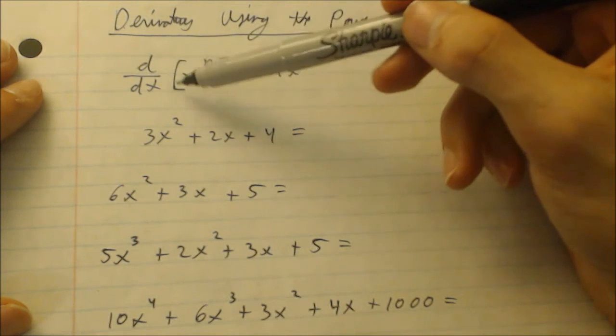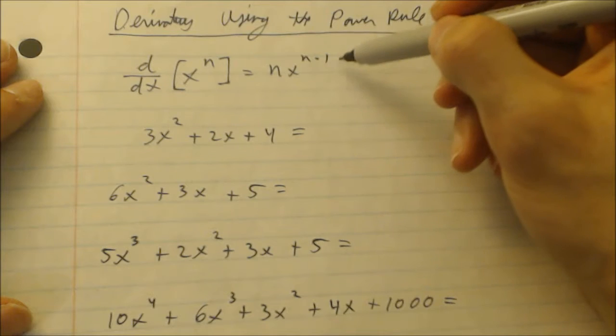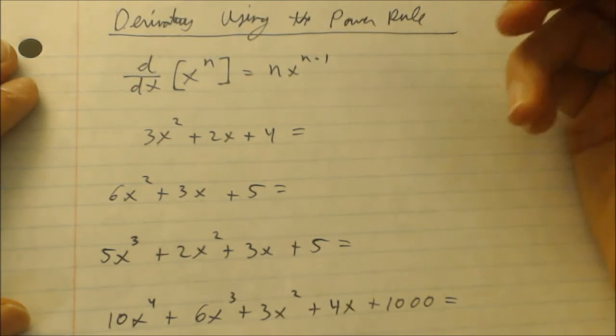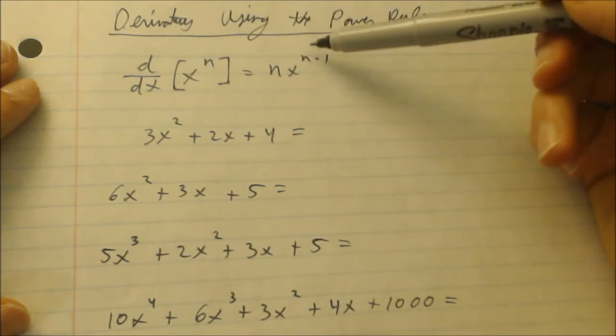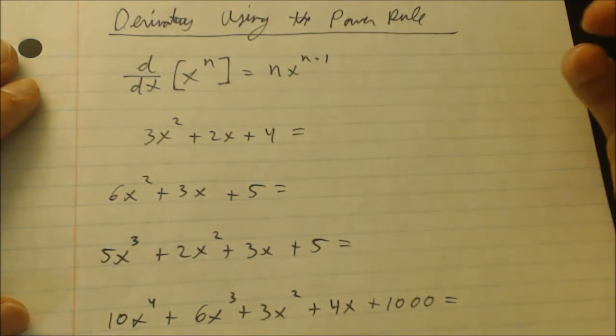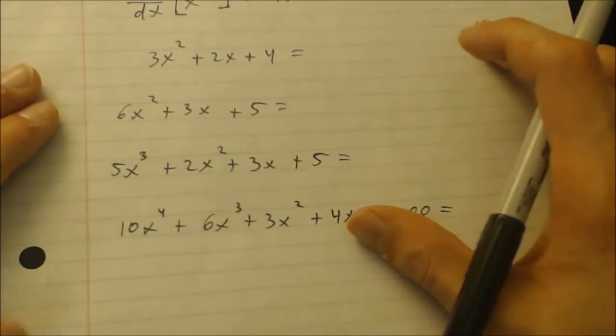The derivative with respect to x of x to the n equals n times x to the n minus 1. Now, all you're doing here is just multiplying the n times the coefficient in the front, and then subtracting 1 from the exponent. Now, I'll show you how it works in practice.